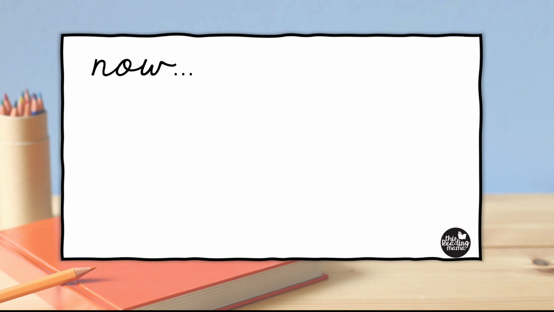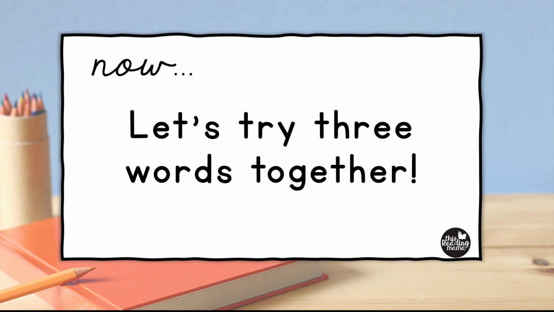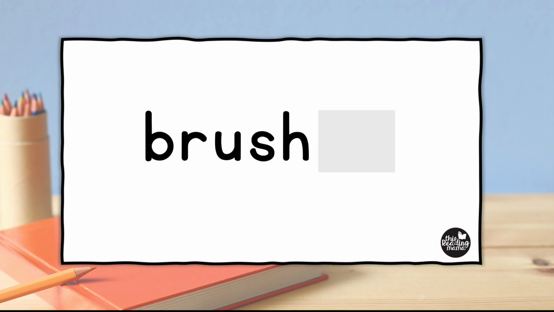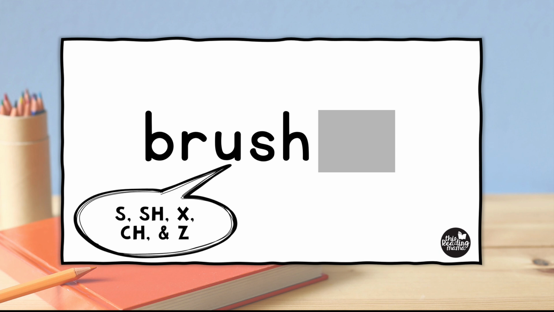Now, let's just try three words together to see if we can figure out whether we need to add an S or an ES to the end of these words. First, we want to read the base word by itself. And here we have brush. Then we want to ask ourselves, does it end with one of the letters or combinations of letters that requires that ES on the end? And if you have a chant, or if you have something displayed, they can refer to that. They can chant it. Like I said, it's a little bit of a tongue twister. But once they've got it, it's helpful.